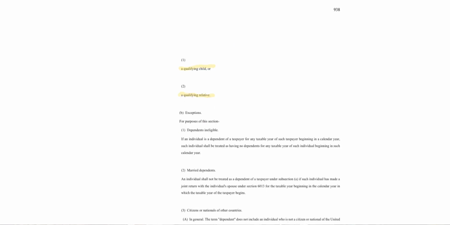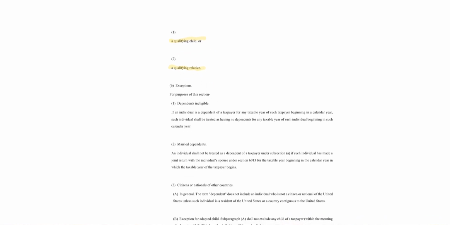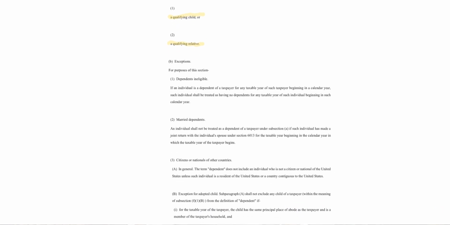So exceptions. For purposes of this section, dependents ineligible. If an individual is a dependent of a taxpayer for any taxable year of such taxpayer beginning in a calendar year, such individual shall be treated as having no dependents for any taxable year. That's not what we have, because our person's not.